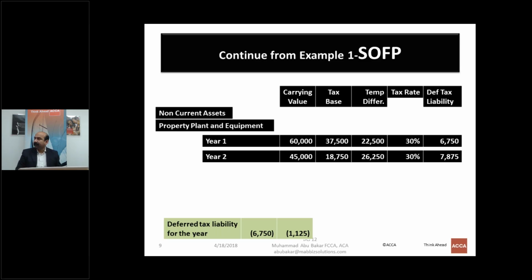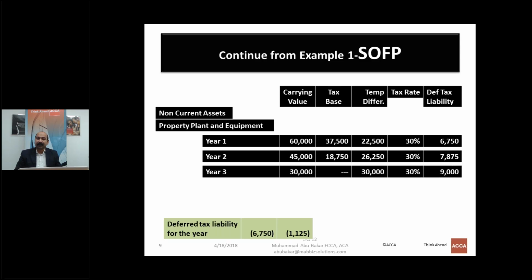Okay, see here, again, year 3, this asset will be further reduced by 15,000. And from the tax people's point of view, at the end of the 3rd year this asset will become 0, because it is fully depreciated from the tax point of view. So this will create a difference of 30,000 and this will give us 9,000.